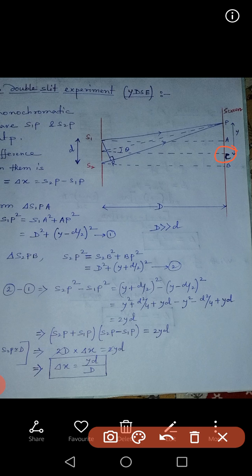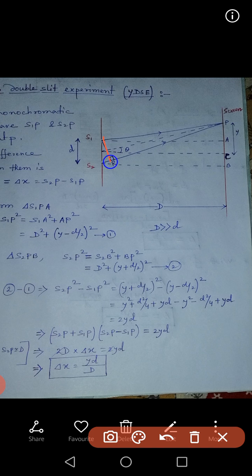Okay. Now in this figure, generally our focus is on these two waves. One is originating from S1 and reaching P, another wave is originating from S2 and reaching P again. What will happen to these two waves? Now see, the S2P wave has travelled more distance as compared to S1P. So there is a path difference. How much is that path difference?